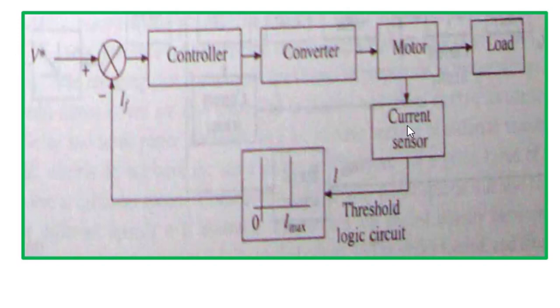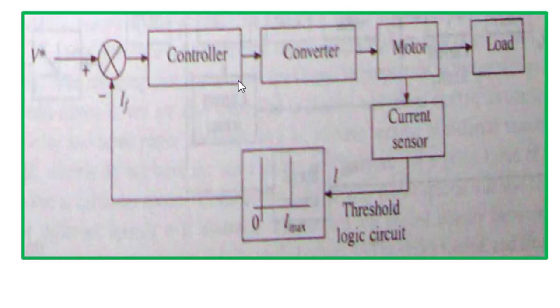Now the sensed current is passed through a logic circuit. Here it is compared whether the sensed current is within the maximum limit I max or not. If it is within the maximum limit, then it will not disturb the drive system. If this current is more than I maximum, then it will generate a signal, and this signal is subtracted from the reference value and fed to a controller.